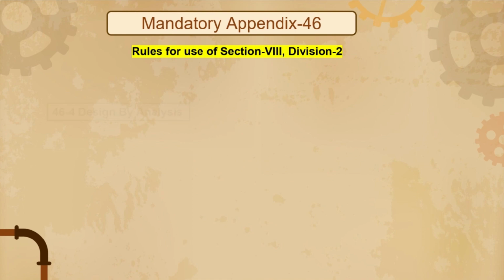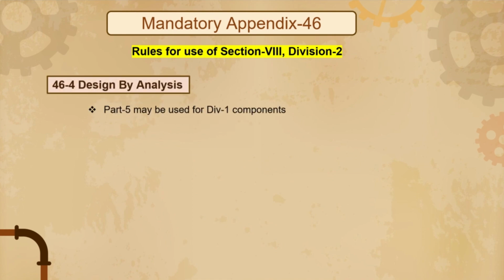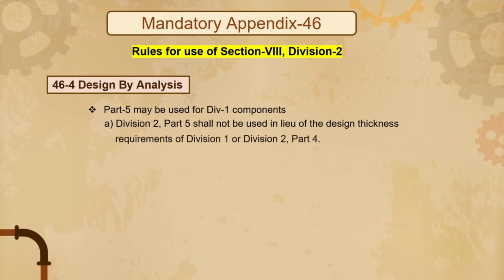So what about the design by analysis method? The design by analysis method also we can use. When we use this Part 5 design by analysis method, it is only if there is no formula in Division 1 or Part 4 of Division 2. Otherwise we cannot use this design by analysis method, guys. If we have formulas in Division 1 or Part 4 Division 2, we will go through that. I hope you got this first point.